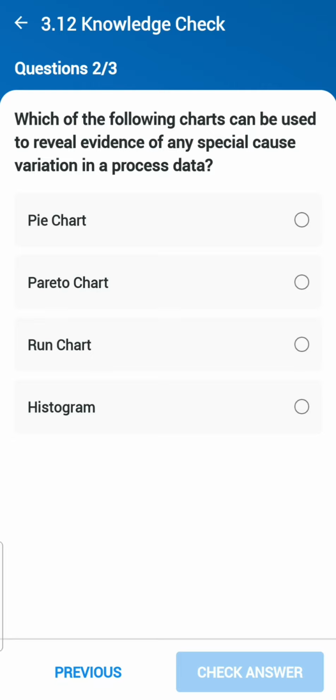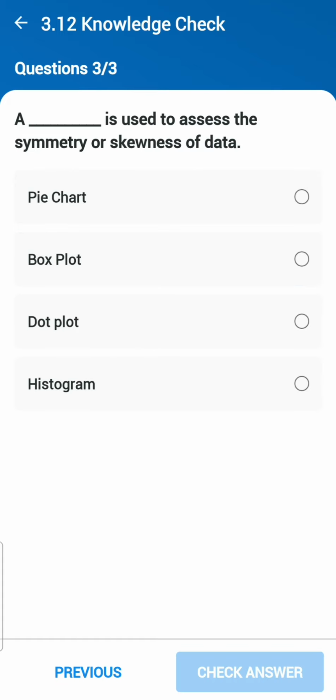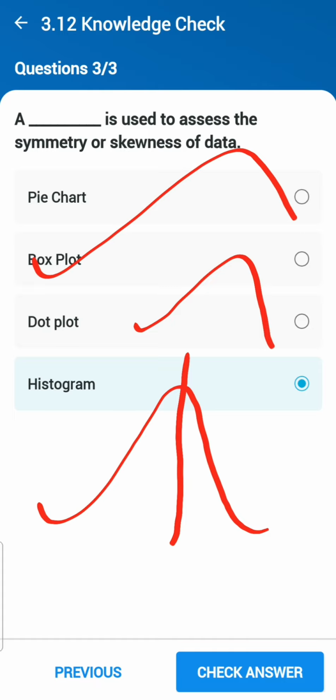Run chart we can skip. Histogram, and then the run chart is something which we can also tell how many variations are there and all that. And then the last question from chapter number 3: dash is used to assess the symmetry or skewness of data, right? So basically histogram. In a histogram you will get to know whether the data is symmetrical or not symmetrical, whether any skewness is there, or any kurtosis problem. All these you will get to know very easily.